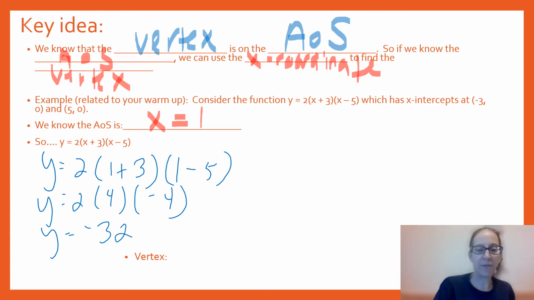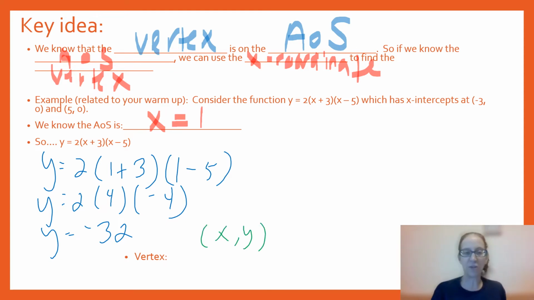And so now I have the vertex. Remember that the vertex is a point. It is an x-y pair. And so when you state the vertex, you're going to state the x and the y. So you're going to state x is 1, and the y value that goes with that is negative 32.